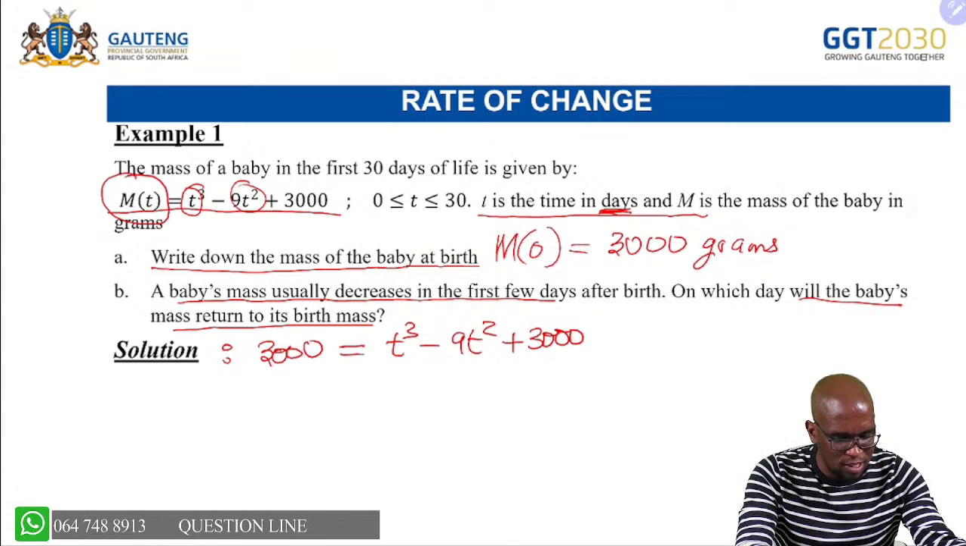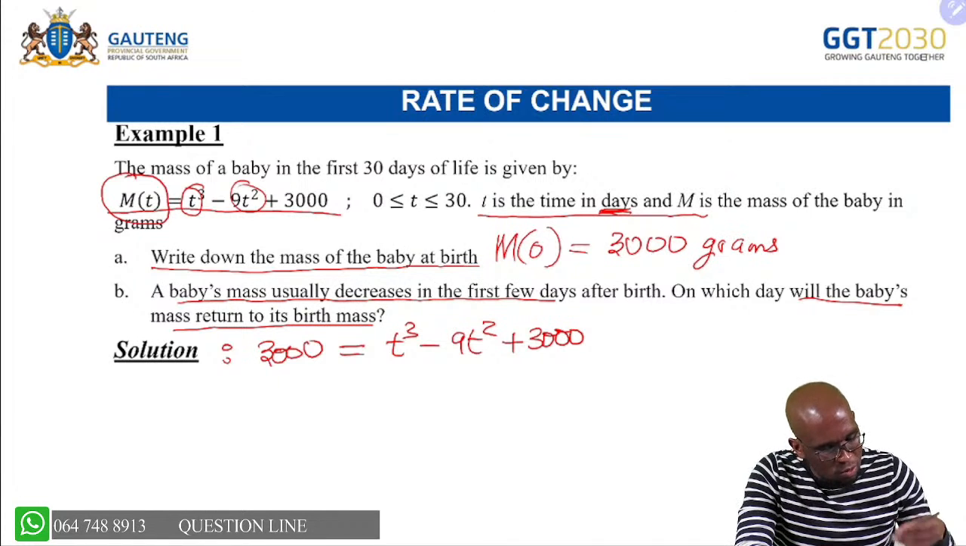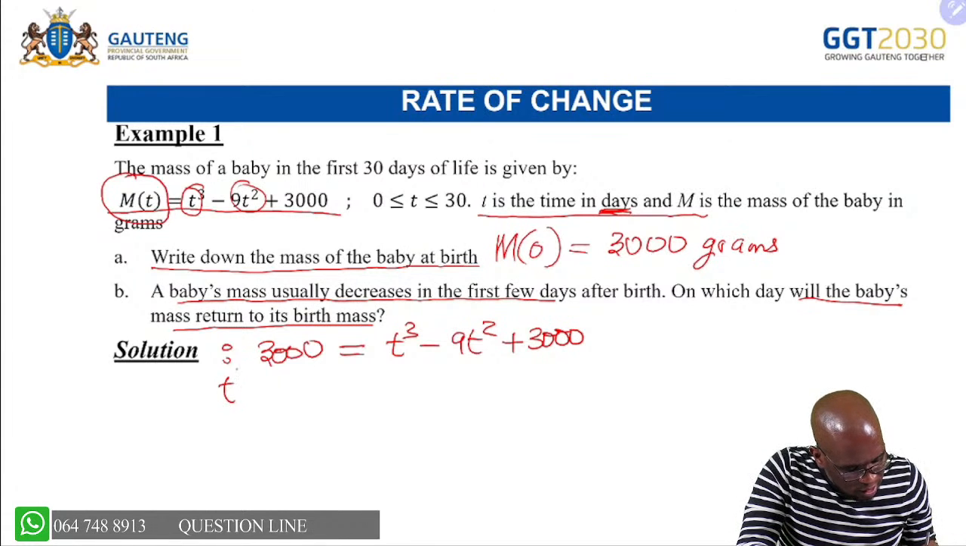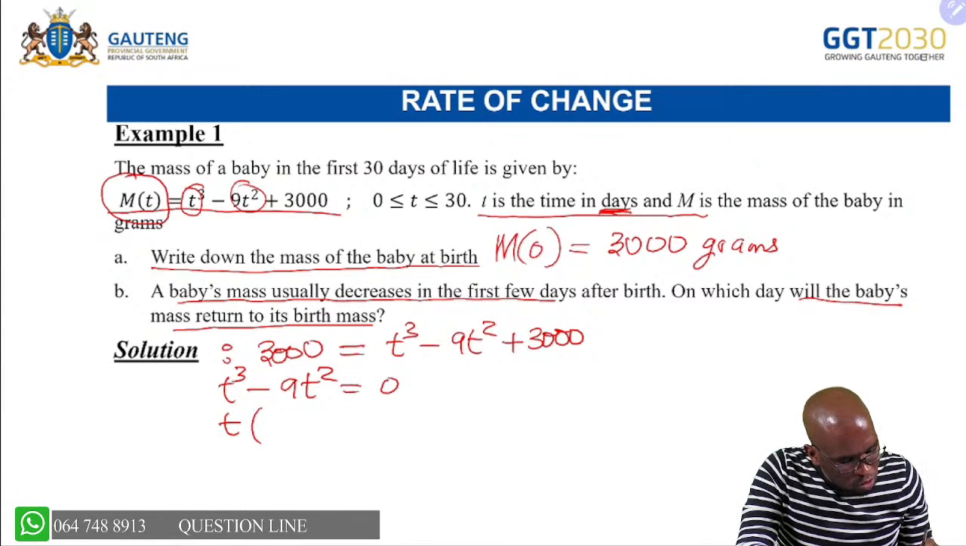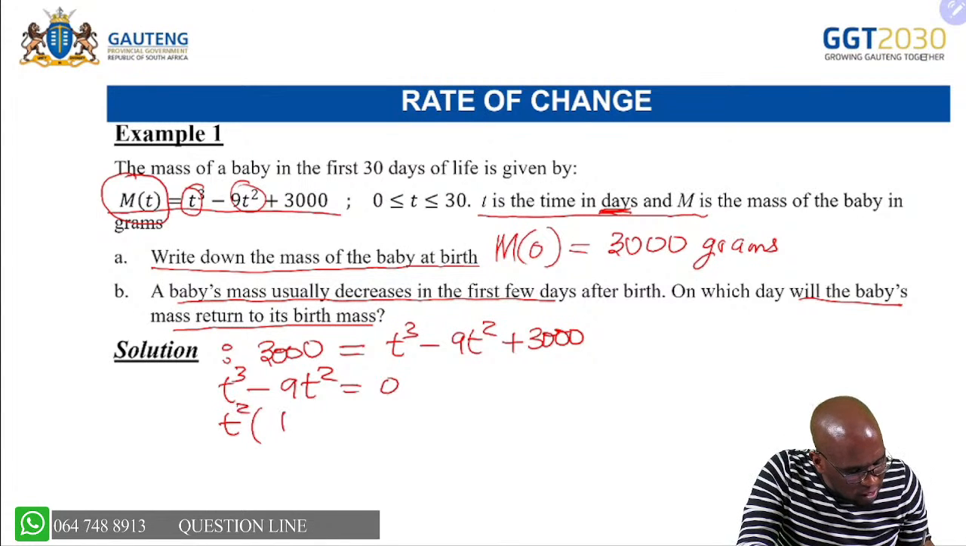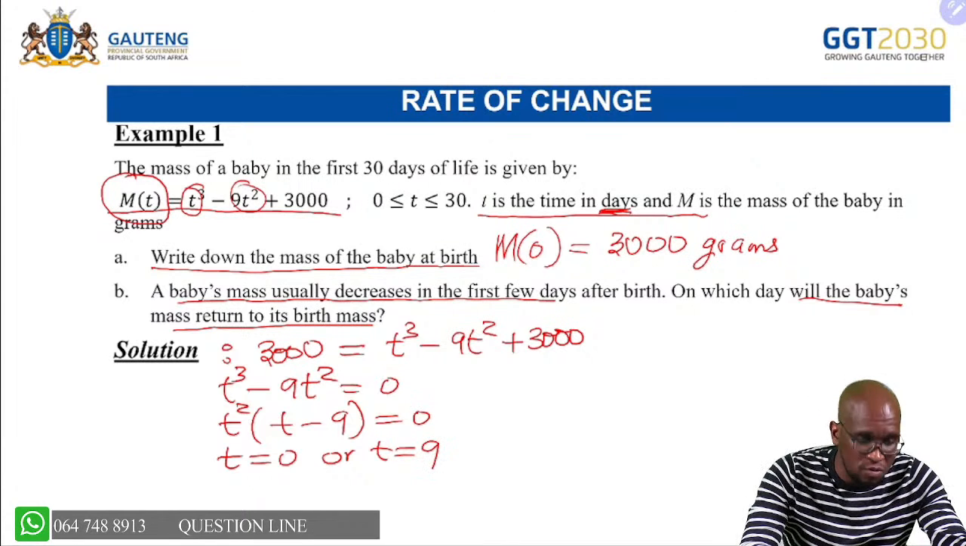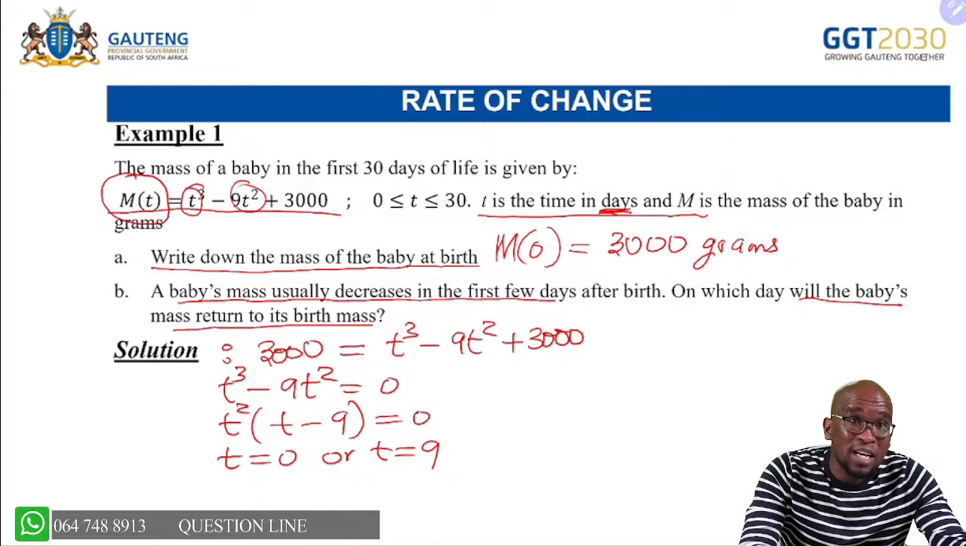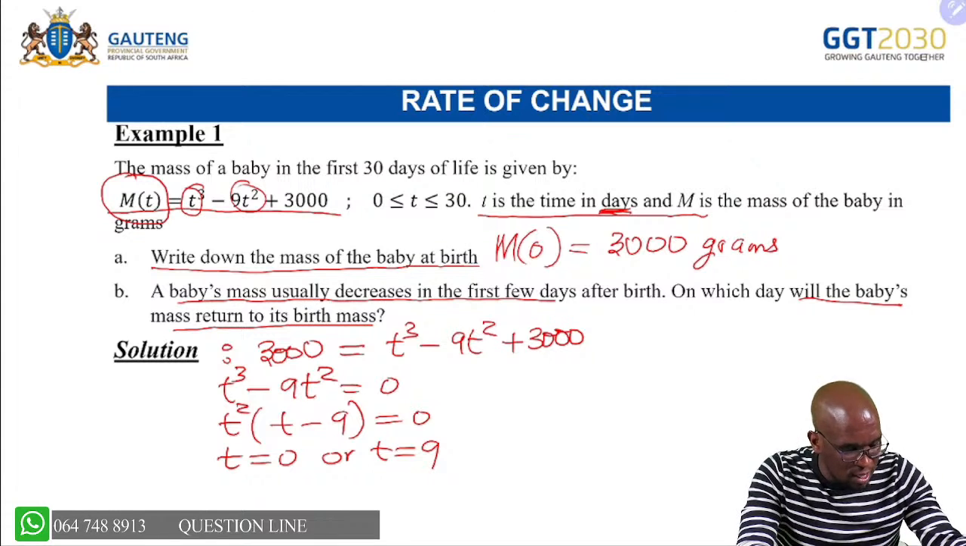We're substituting 3,000 there because they said the baby's mass returns to its birth mass, and we just worked out the birth mass in the first question. So now we just need to solve this. We get t cubed minus 9t squared equals 0. We factor out t squared, and we get t minus 9 equals 0. So t is 0 or t is equal to 9. So we have two values of t. If we go back and substitute these values, you'd find that they both give you 3,000.